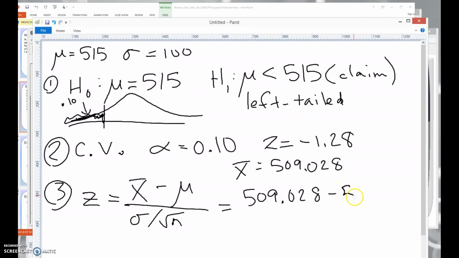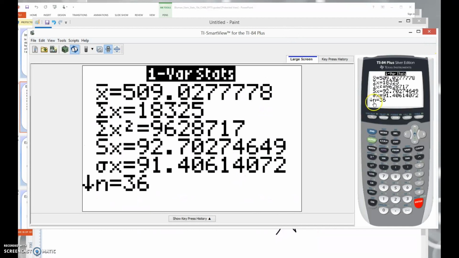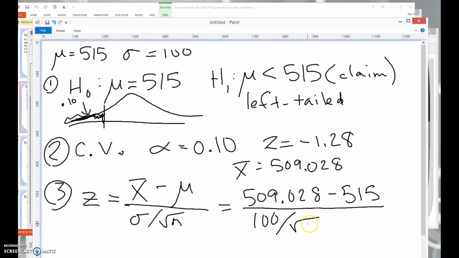Minus my mu, which was 515, divided by my standard deviation, 100, divided by the square root of how many are in my sample. You can look on your calculator, that gets you 36, which we knew already was the number of students. Type that into your calculator in one step, and I get an answer of negative 0.36. Okay? Recall that in order to get into our critical region, it needs to be less than negative 1.28. Our number is negative 0.36. It's in this area, so it's in the non-critical region.